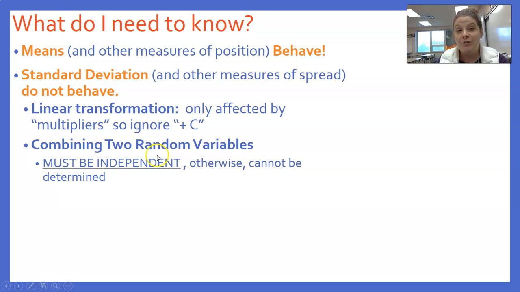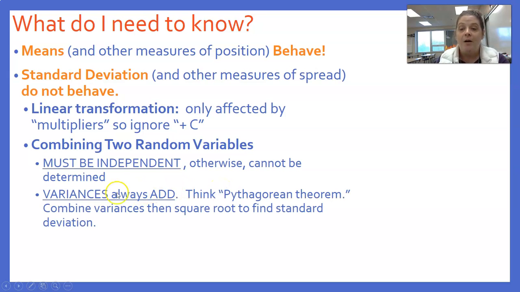If I'm combining 2 random variables, they must be independent. Otherwise, you can't figure out what the standard deviation is. And also remember, variances always add. Even if it's x minus y, the variance will add, and you're going to solve by thinking Pythagorean theorem. Okay, so it's the standard deviation squared plus the standard deviation squared gives you the standard deviation squared. Okay, and that works even with like 3. If there's 3 of them, x plus x plus x, it's squared plus squared plus squared equals squared, and then take the square root.